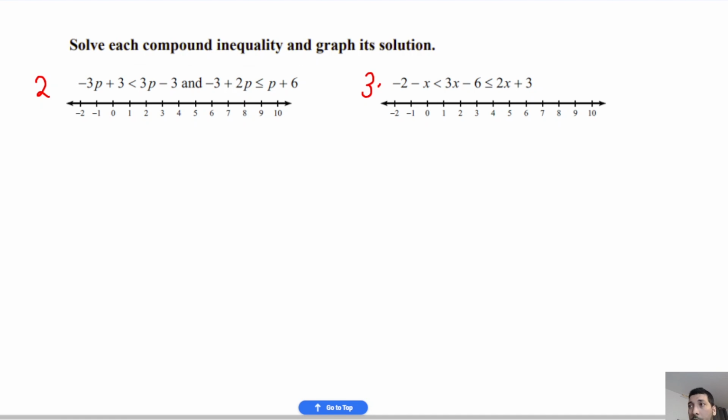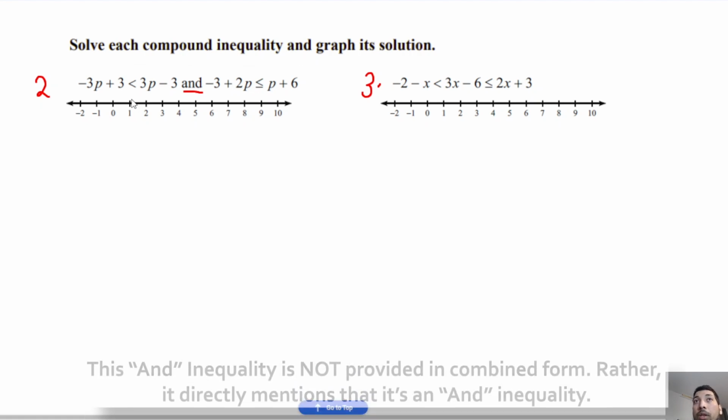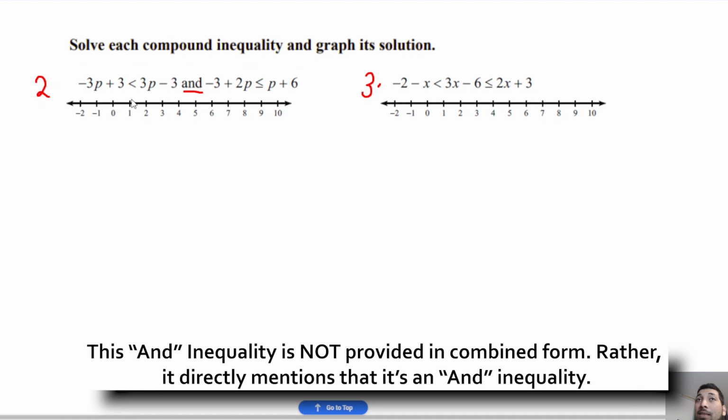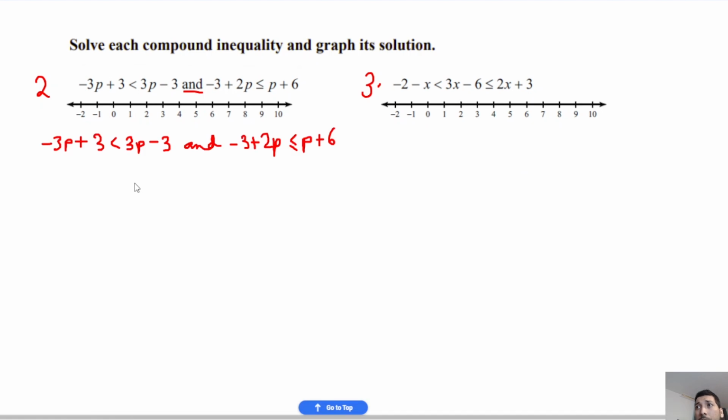Okay, let's work on number 2 here. We see that we have -3p plus 3 less than 3p minus 3 and -3 plus 2p less than or equal to p plus 6. So here the two inequalities are already separate, but we know that the inequality is the AND inequality. And let's see how we can solve this.